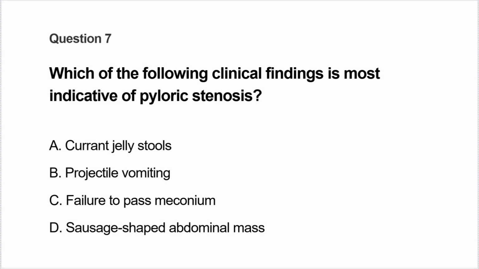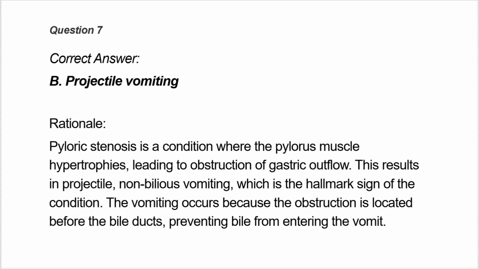Question 7. Which of the following clinical findings is most indicative of pyloric stenosis? A. Currant jelly stools. B. Projectile vomiting. C. Failure to pass meconium. D. Sausage-shaped abdominal mass. Correct answer, B. Projectile vomiting. Rationale. Pyloric stenosis is a condition where the pylorus muscle hypertrophies, leading to obstruction of gastric outflow. This results in projectile non-bilious vomiting, which is the hallmark sign of the condition. The vomiting occurs because the obstruction is located before the bile ducts, preventing bile from entering the vomit.